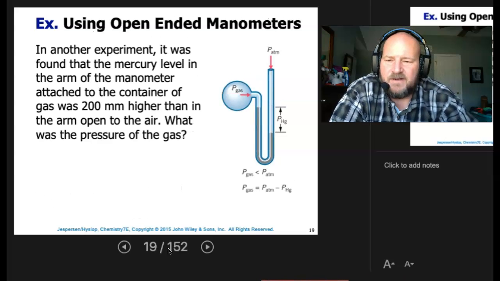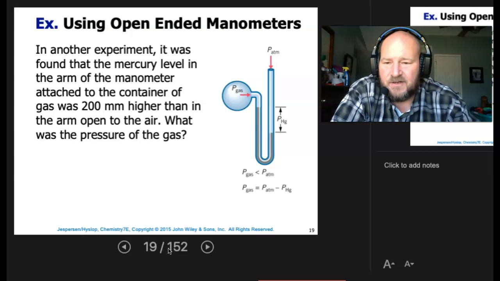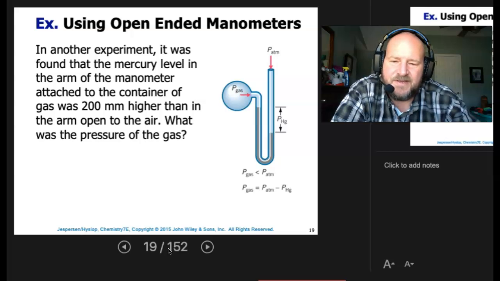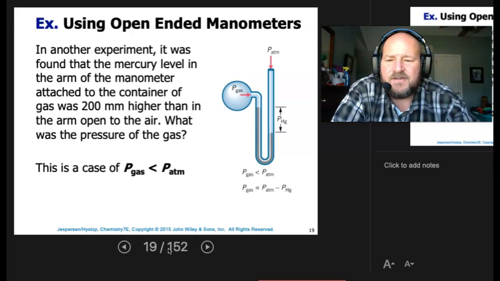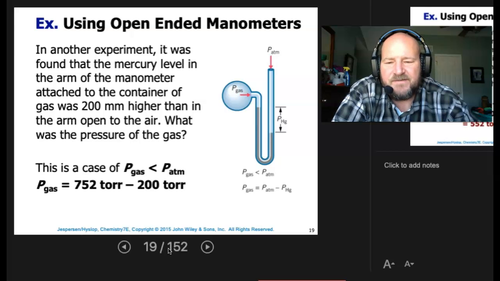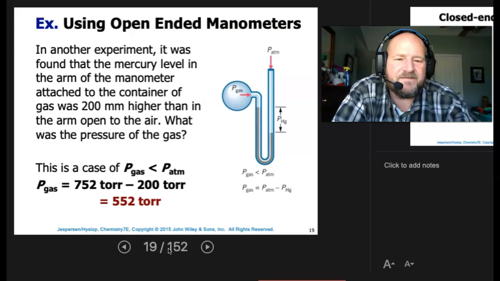In another experiment, it was found that the mercury level in the arm of the manometer attached to the container of gas was 200 millimeters higher than in the arm open to the air. What was the pressure of the gas? So this time P gas will be less than P atmosphere. So it's going to be 752 torr minus the 200, or 552 torr.